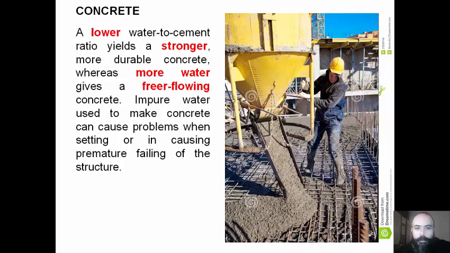A lower water-to-cement ratio yields a stronger, more durable concrete, whereas more water gives a free-flowing concrete. Impure water used to make concrete can cause problems when setting or cause premature failure of the structure.